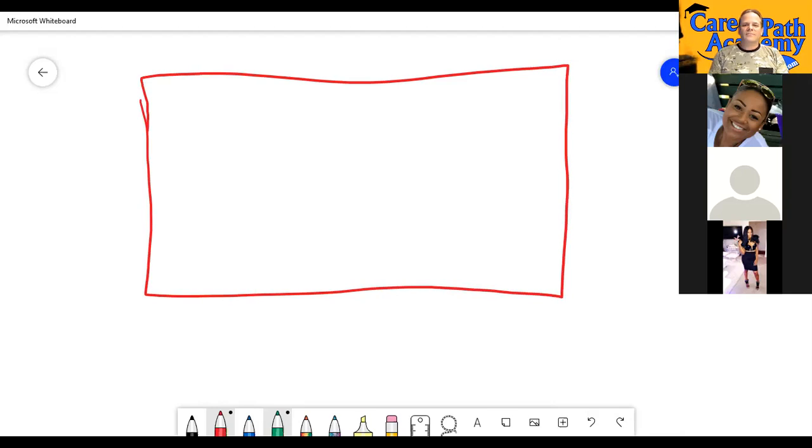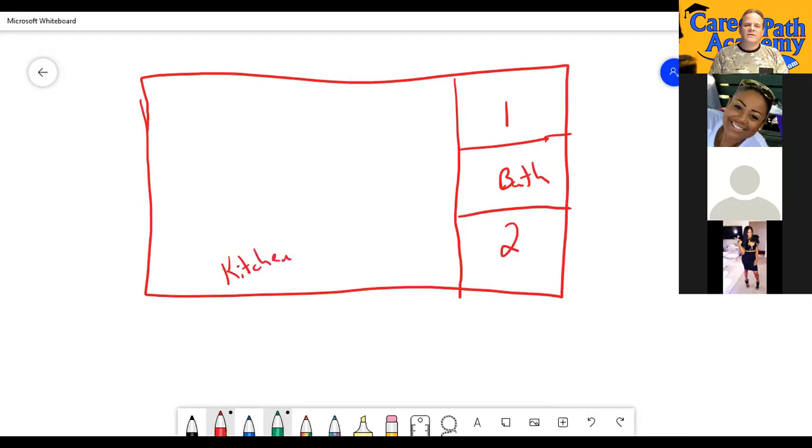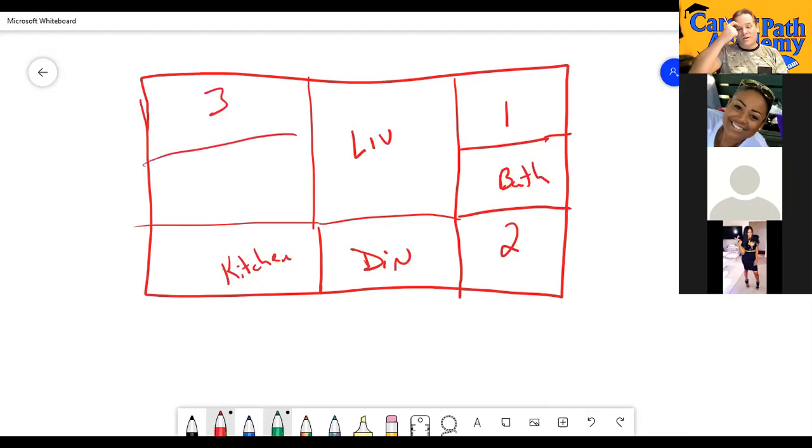You got bedroom 1, you got bedroom 2 over here, you got maybe a bathroom, you got yourself a kitchen, maybe a living room over here, a dining room. And maybe you got a 3rd bedroom and something else over here. I don't know. But anyway, I've seen people before that did this.